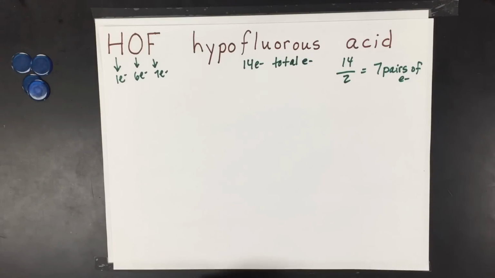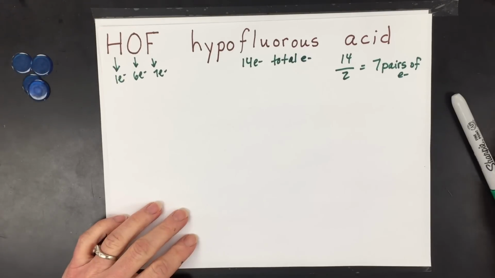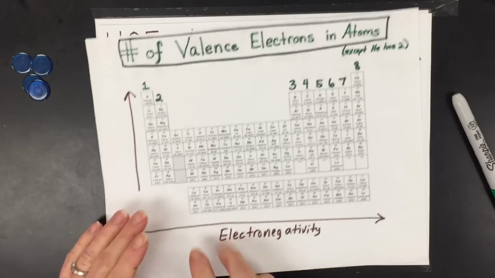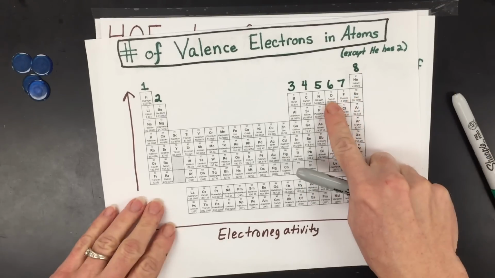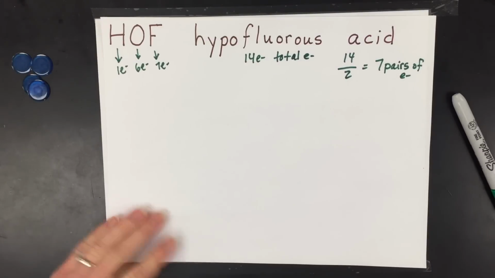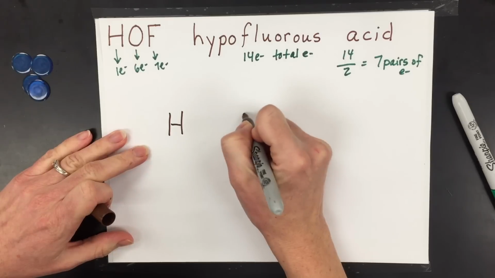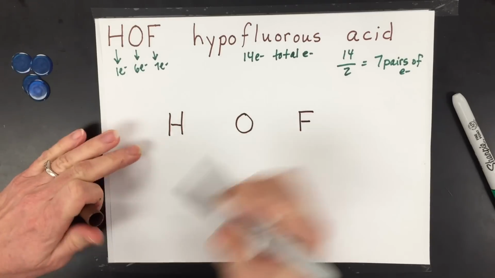The next step is decide who's in the middle. In this case, hydrogen is always on the outside, and fluorine has a higher electronegativity than oxygen, so it would be on the outside, because again, it's farther right and up, right there. So this is actually written the way it's going to bond. So oxygen in the center and the fluorine and hydrogen on the outside.